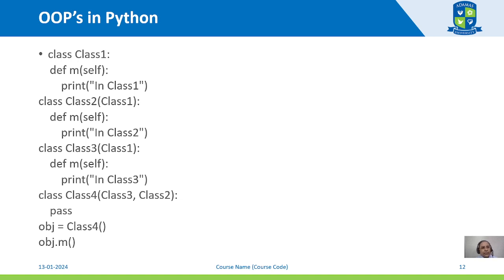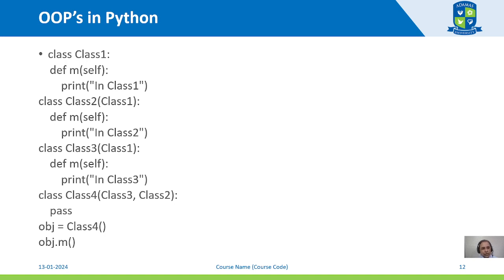In this example, we can see we are declaring one class called class 1, and we are creating one data member function, def m(self). Self is an object of that particular instance of that particular class, class 1, and we have given a statement called print in class 1.